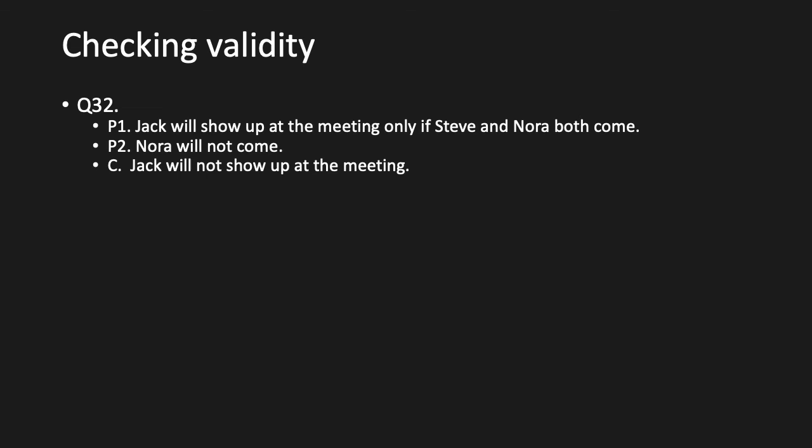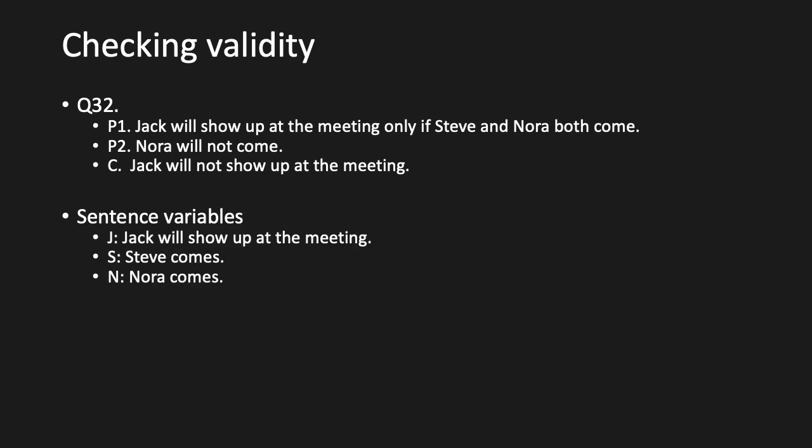Okay, finally, question number 32. Here you have the argument. Premise 1: Jack will show up at the meeting only if Steve and Nora both come. Premise 2: Nora will not come. Conclusion: Jack will not show up at the meeting. Okay, let's introduce sentential variables. J: Jack will show up at the meeting. S: Steve comes to the meeting. And N: Nora comes. All right.